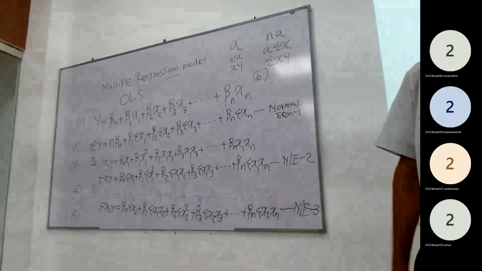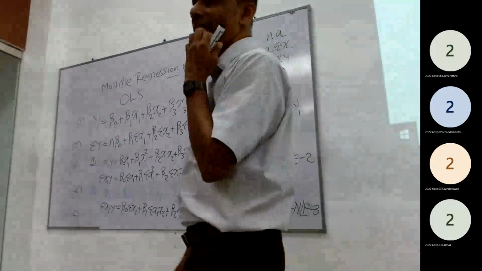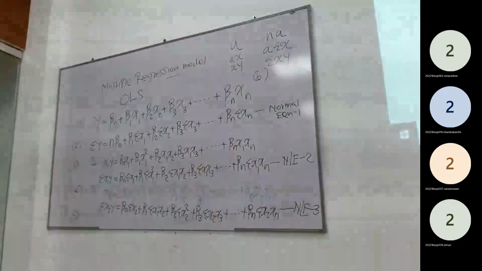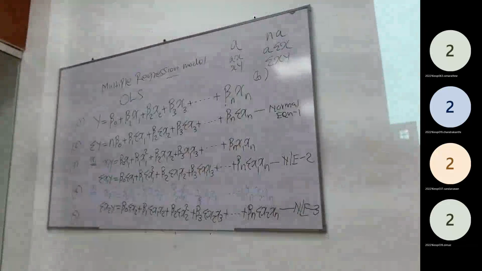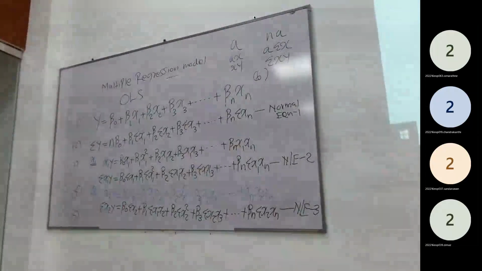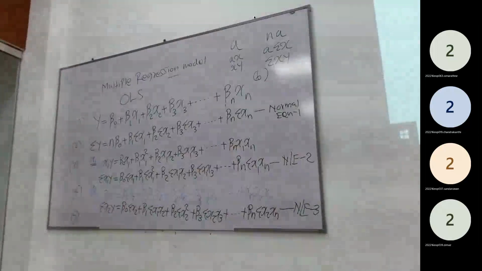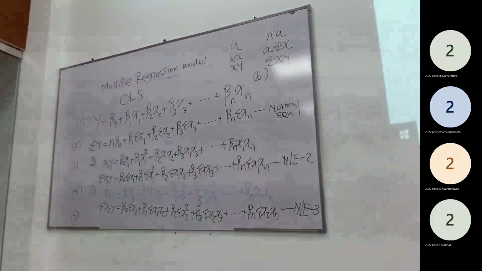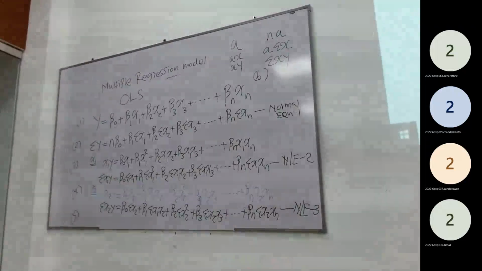Right, now practice this question. One company needs your help to identify the sensitivity of demand to price and income for a particular product. The following information is provided here.